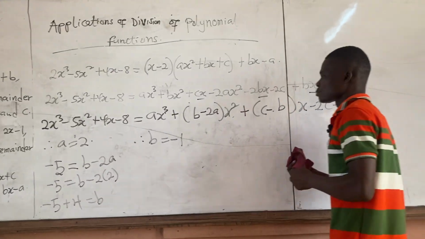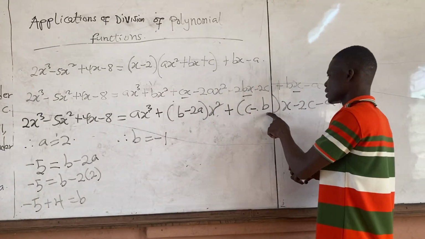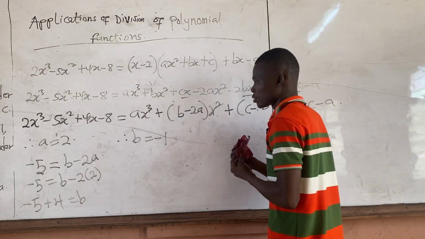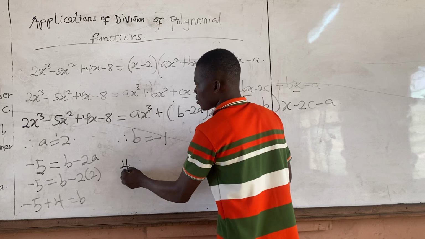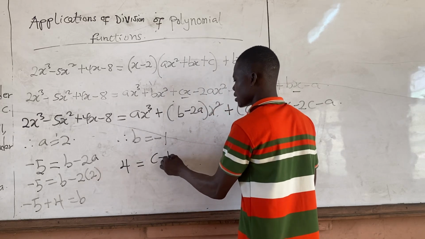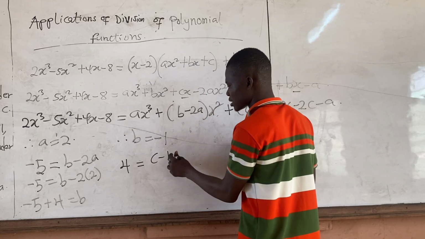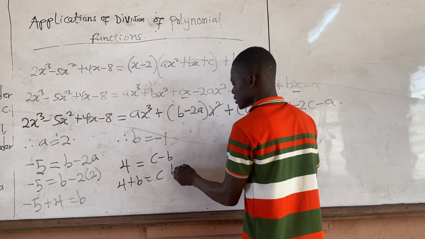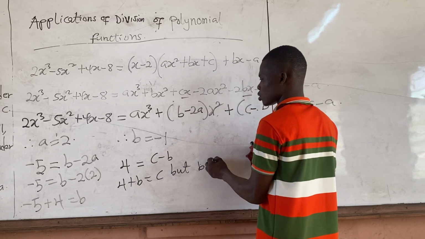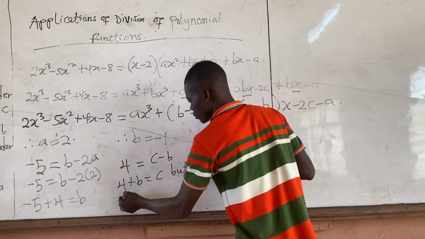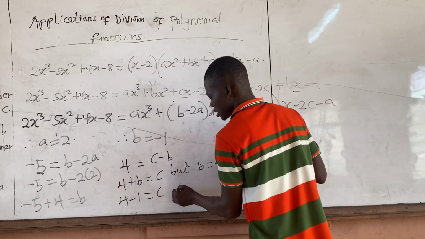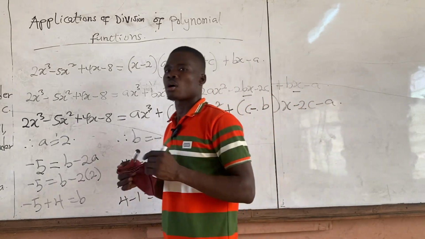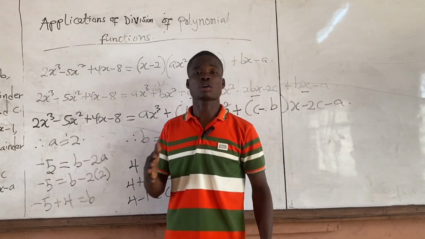So let's find our c. But we know that c minus b is the coefficient of x. And the coefficient of this x is 4. We have 4 is equal to c minus b. So we are looking for c. So let's send b to this side. So 4 plus b is equal to c. But b is equal to negative 1. So 4 minus 1 is equal to c. Therefore, c is 3.